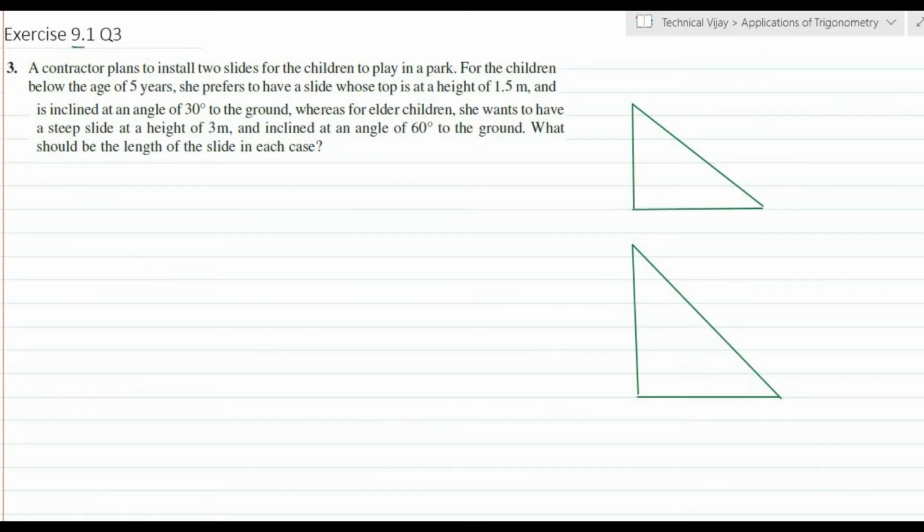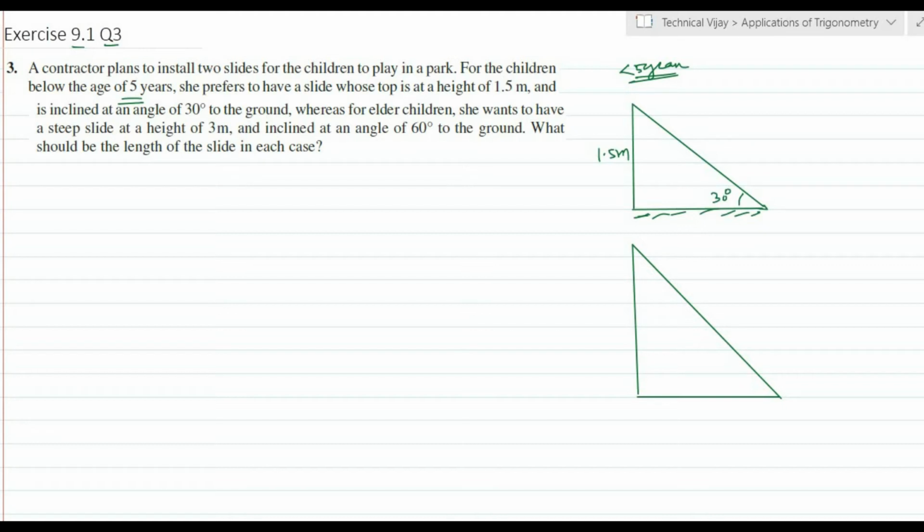Exercise 9.1, question number 3. A contractor plans to install 2 slides for the children to play in a park. For the children below the age of 5 years, she prefers to have a slide whose top is at a height of 1.5 meters. So let us consider this is a ramp for children less than 5 years of age. The height of this one will be 1.5 meters and it is inclined at an angle of 30 degrees to the ground. So this is ground level, and the slide is inclined at 30 degrees.